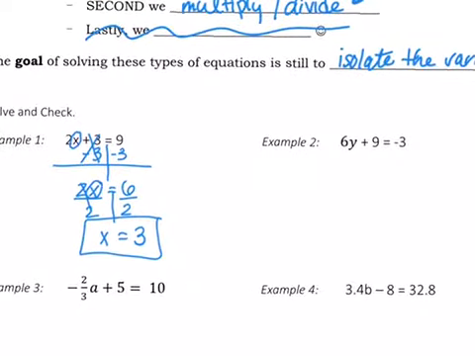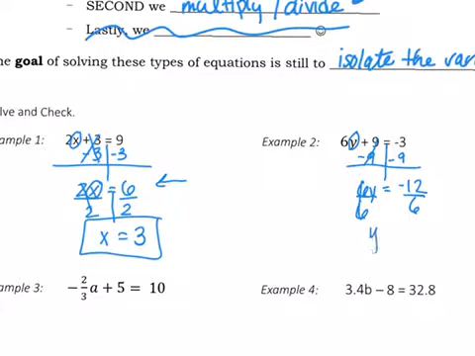Alright, example 2. Circle the variable, draw the line down, add or subtract first. We're going to subtract 9 from both sides. 6y is equal to negative 3 minus 9 is negative 12. And then we get to this step here. This is our second step because it's a two-step equation. Divide both sides by 6. We pick 6 because it's the number in front of the variable. And y is equal to negative 2.